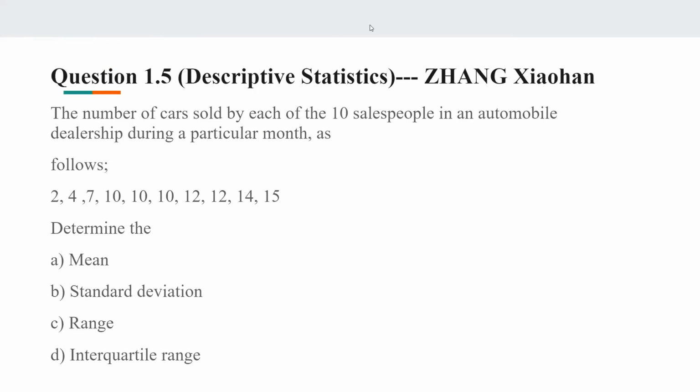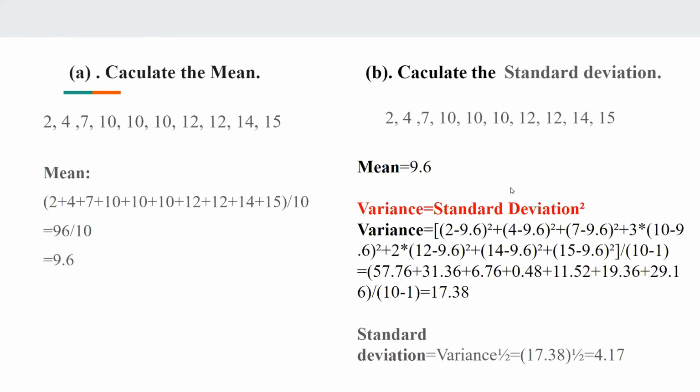Hello everyone, I'm Zhang Xiaohan. Now let me introduce the solution to question 1.5. The question is: the number of cars sold by each of the 10 salespeople in an automobile dealership during a particular month is as follows. And we should determine the mean, standard deviation, range, and interquartile range. Next page, please.